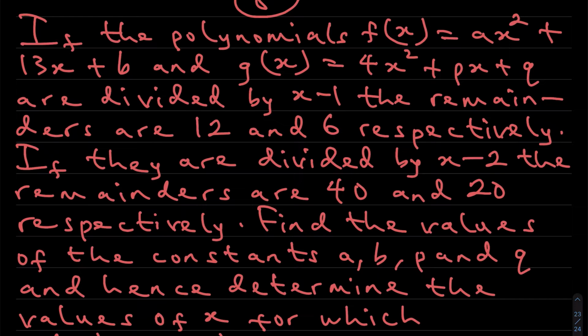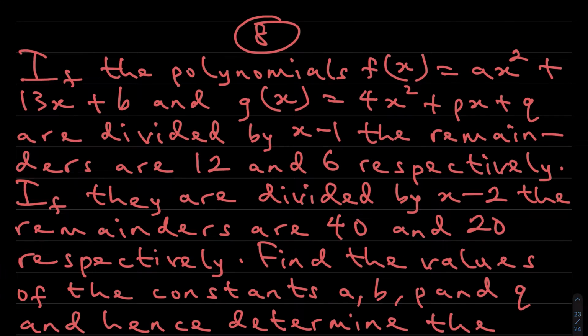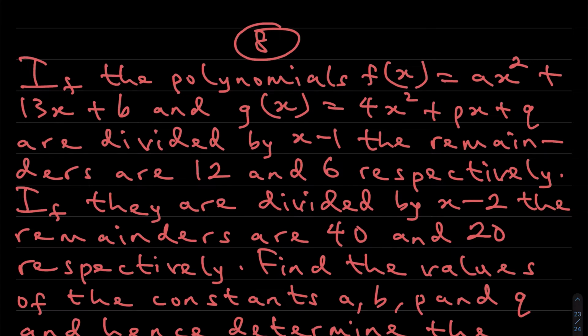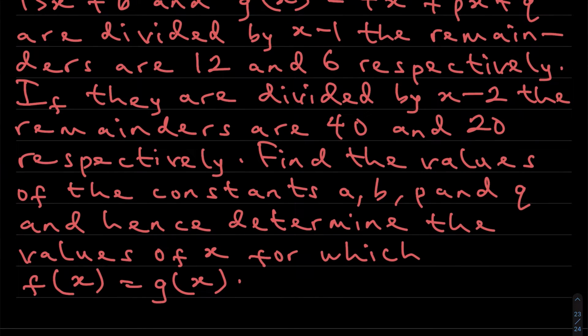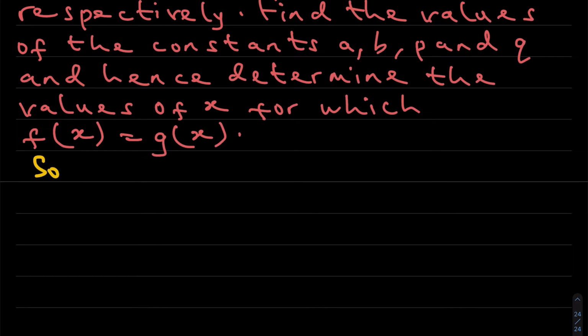If the polynomials, there are actually two polynomials, f of x equals ax squared plus 13x plus b, and g of x equals 4x squared plus px plus q are divided by x minus 1, the remainders are 12 and 6 respectively. If they are divided by x minus 2, the remainders are 40 and 20 respectively. Find the values of the constants a, b, p, and q, and hence determine the values of x for which f of x equals g of x. Okay, how do we go about that?